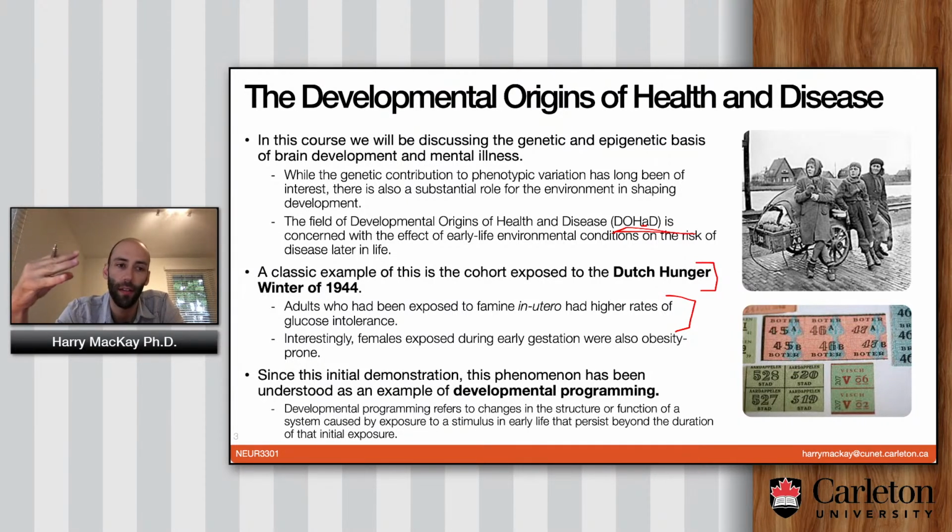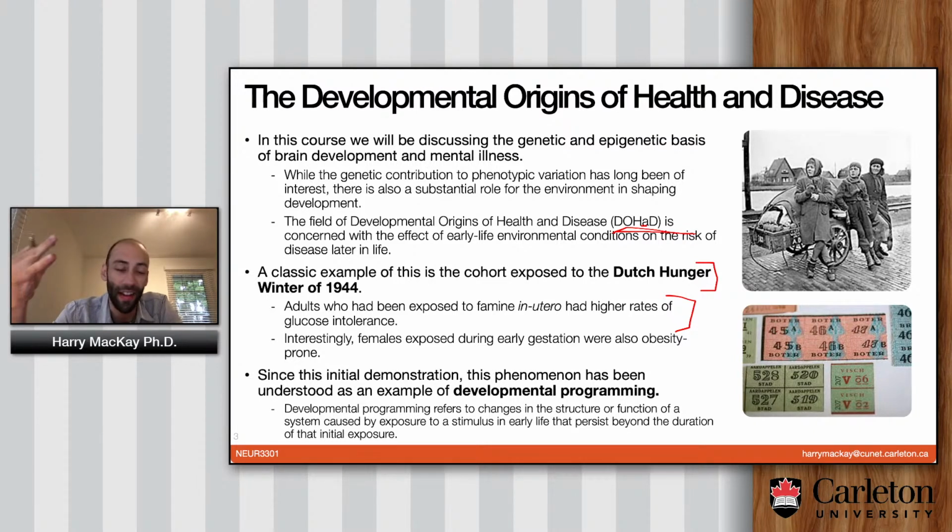Glucose intolerance is sort of a precursor to type 2 diabetes. When you take some glucose or eat something with sugar in it, your body has a difficult time bringing your blood sugar levels back down to a baseline where they belong. And females who were exposed during the earlier stages of gestation were also obesity prone.